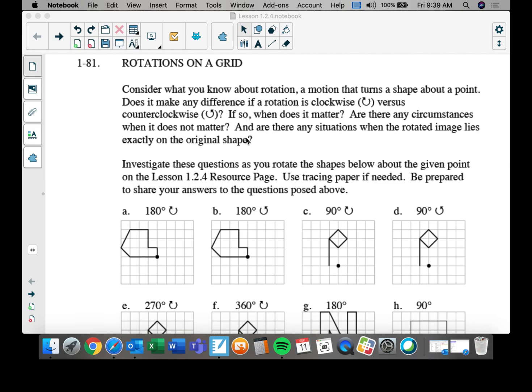So consider what you know about rotation, a motion that turns a shape about a point. And again, one of the key things, we always have to do a rotation about a point or around a point. Reflections you do over a line, rotations you do about a point, around a point. Does it make any difference if that rotation is clockwise versus counterclockwise? We're going to look into that. If it does, when does it matter? Are there any circumstances where it doesn't matter? And are there any situations when a rotated image would lie exactly on the original shape? We're going to take a look at all of those different things.